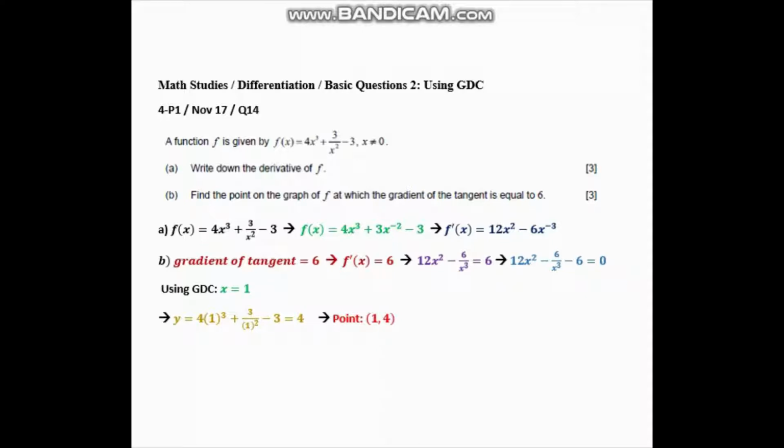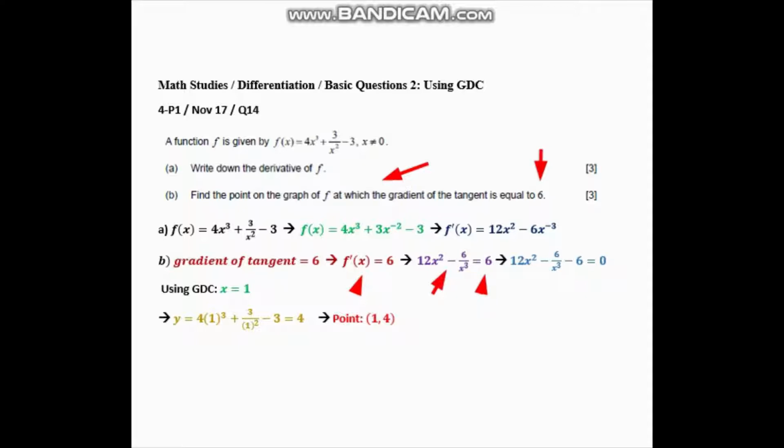For question B, I'm required to find the point on the graph of f at which the gradient of the tangent is equal to 6. Just bear in mind that the gradient, or the gradient of the curve, or the gradient of the tangent to the curve, all mean the same thing. They just mean that I need to get f dash. So the gradient is equal to 6, hence f dash of x equals 6, and I substitute the dark blue expression instead of f dash and equate it to 6.